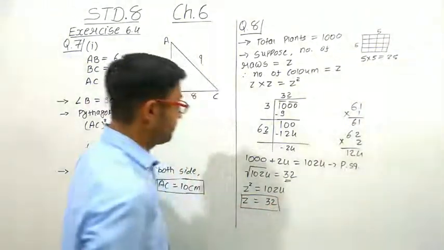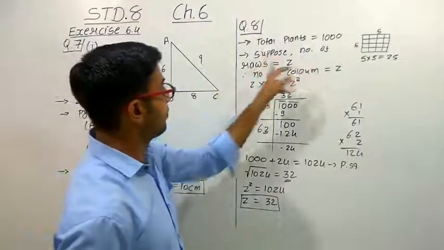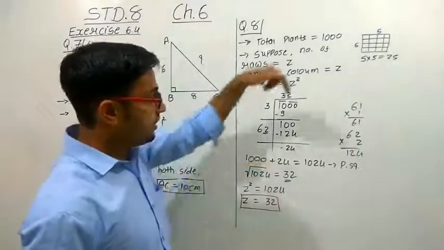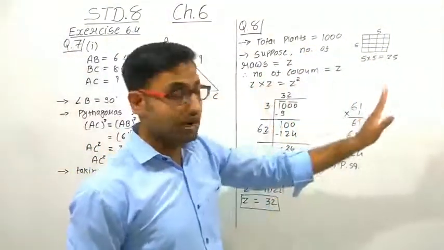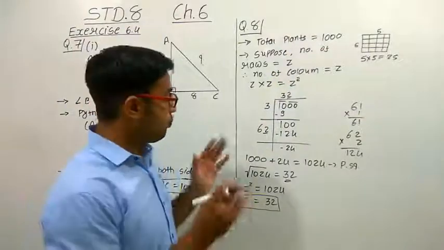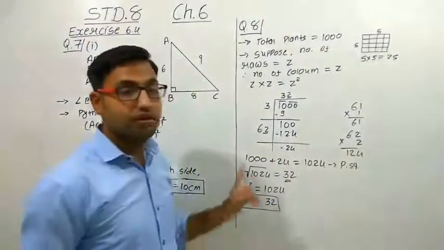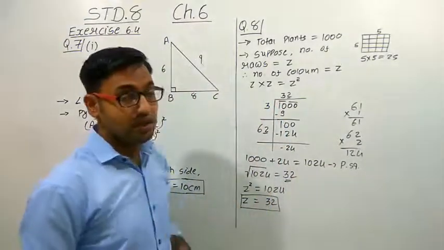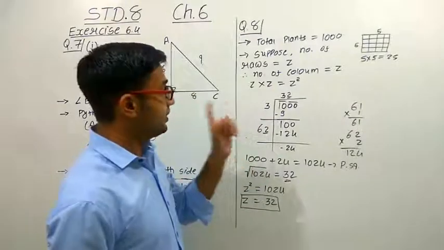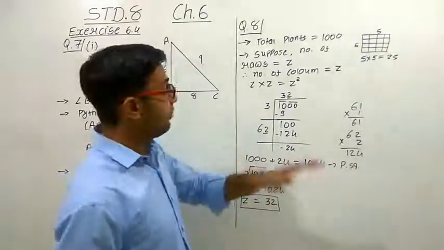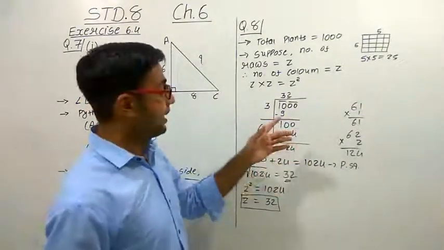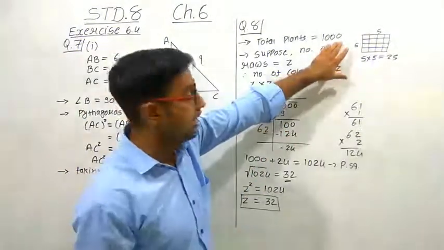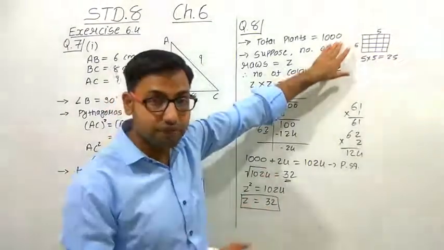And what is z? Z is, we suppose, the number of rows and the number of columns. So to plant 1024 plants we require 32 rows and 32 columns. Okay. So this is how we can solve this type of question. One thing you have to remember is, here in the question it is given how many more plants we require. More plants means we have to add some number to this number so that it can be a perfect square number. Right?